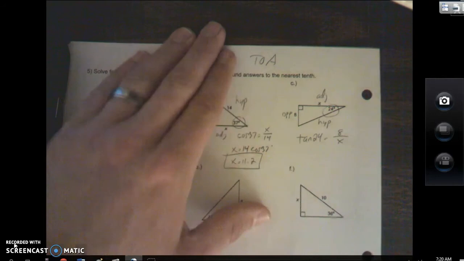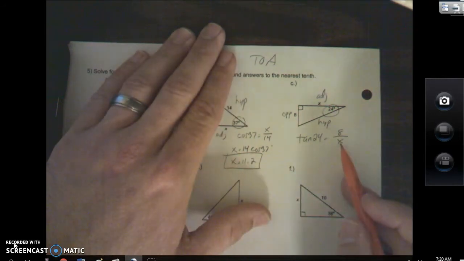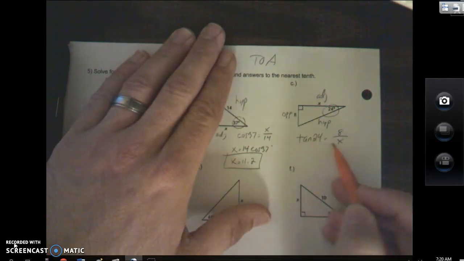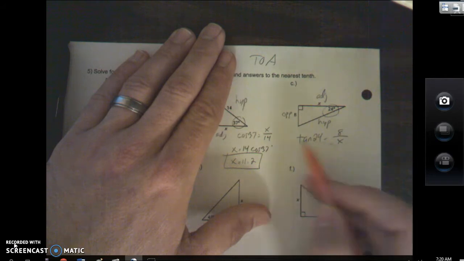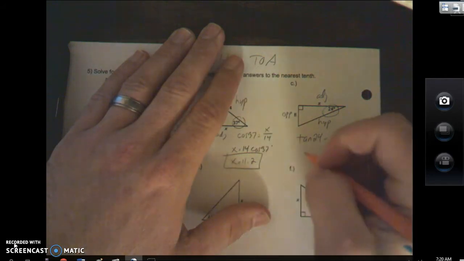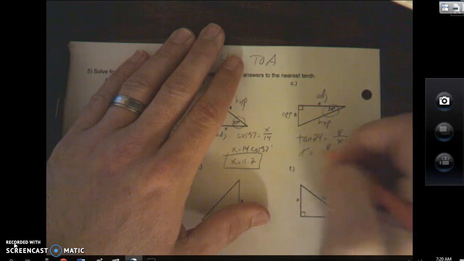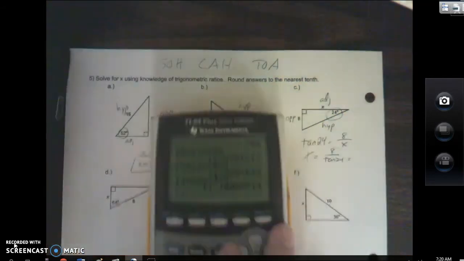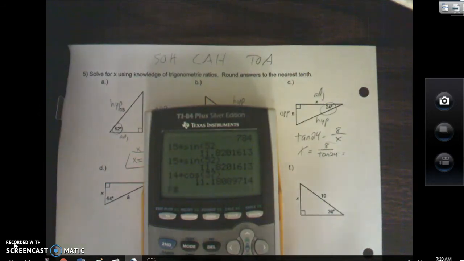Tangent 24 equals 8 over X. Please note how the X is in the denominator here. This is when we're going to change these up. So I'll multiply both sides by X and divide by tangent 24. So X equals 8 divided by tangent 24 degrees.